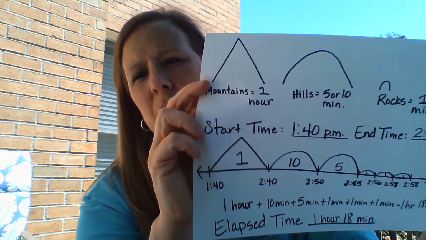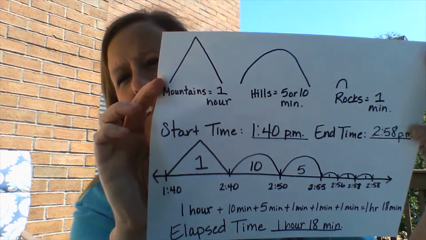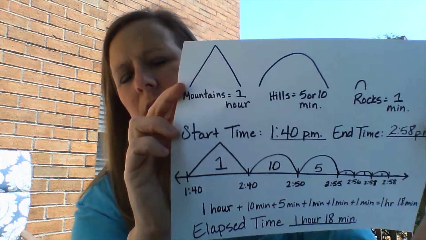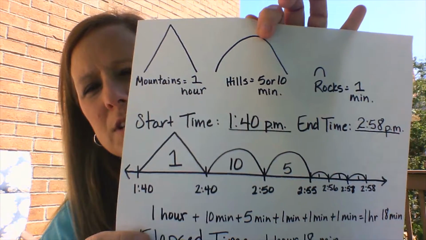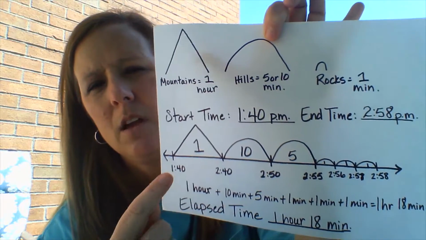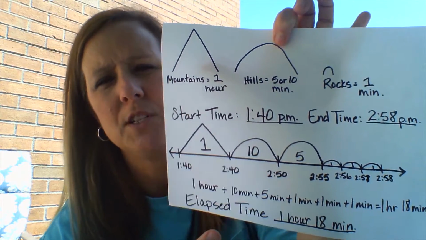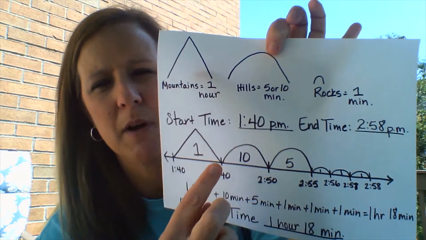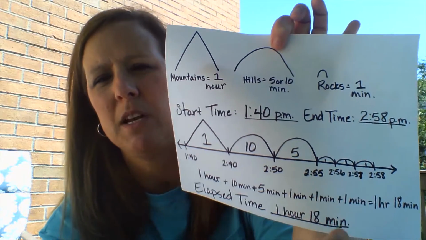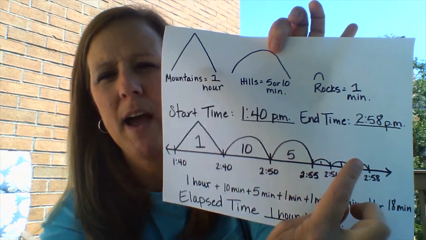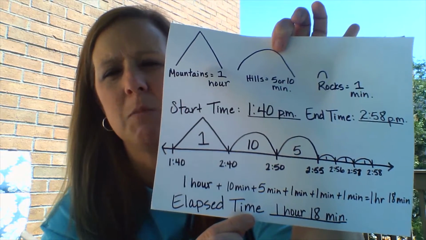So let's say I started playing Minecraft at 1:40, and my parents walked in at 2:58 and said, "How long have you been playing Minecraft?" Well, I can whip out my paper and do a trusty number line. And I can see here that from 1:40 to 2:40, an hour has passed. From 2:40 to 2:50, 10 minutes passed because I used my hill. And I have another hill for 5 more minutes, and then I do my rocks for 1 minute. So I figured out that the time that passed from 1:40 to 2:58 is 1 hour and 18 minutes.